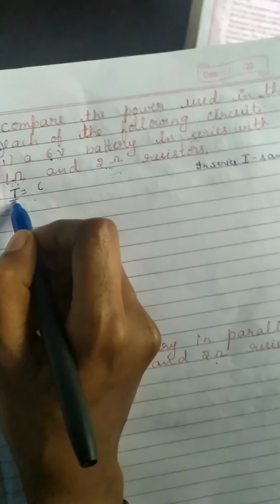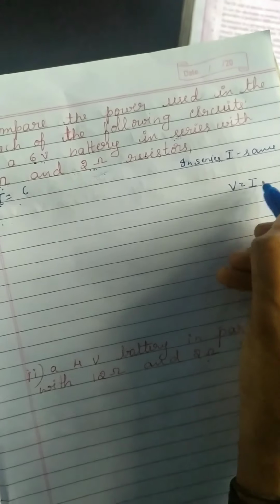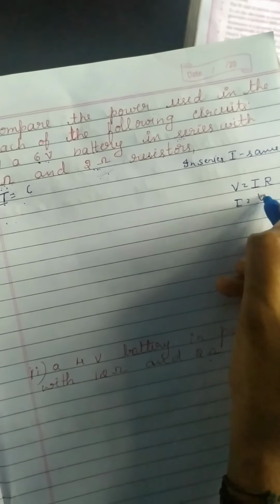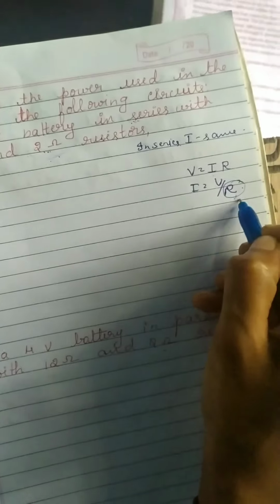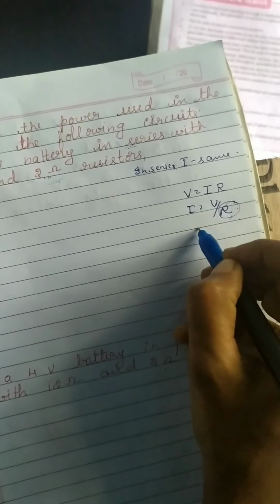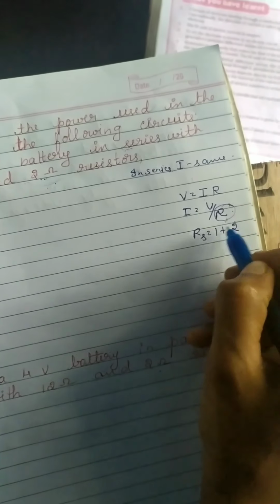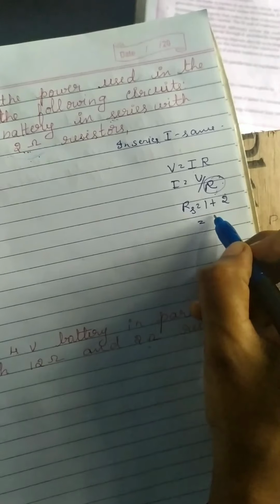Okay. Now according to Ohm's law, V is equal to I R, right? So I becomes V by R. Here R is what? Effective resistance, RS. So what is RS? It is 1 plus 2. That is, when they are connected in series, the effective resistance would be the sum, right? So 3 ohm. RS is 3 ohm.